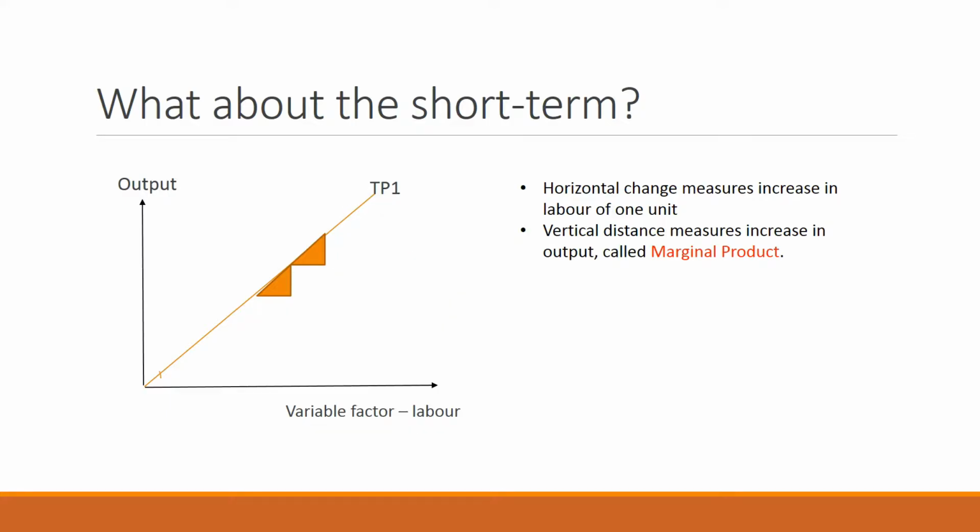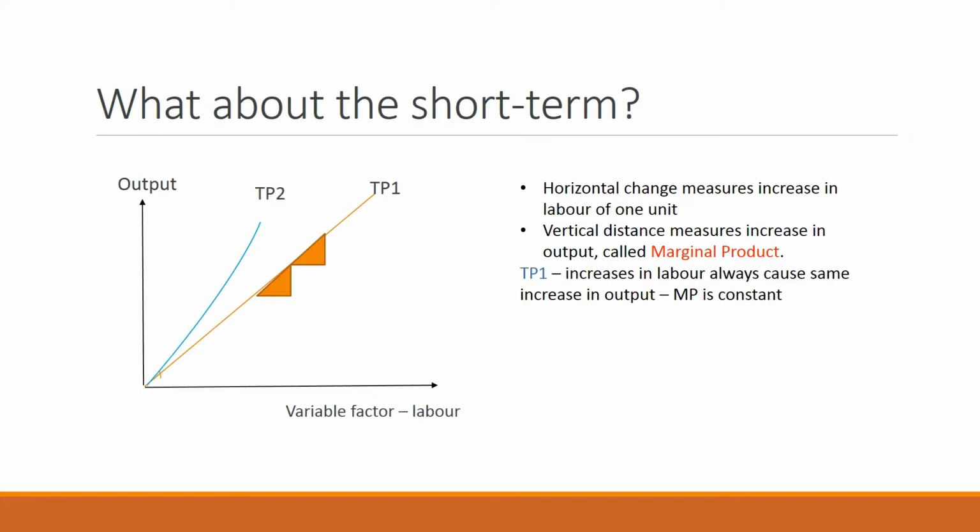Right, let's remove the annotations and look at an alternative. Here we have an alternative. We're going to call this total product 2. Now again, we're going to have an increase in our units of labour, and let's assume that's still 1 unit. So we have change in labour over here, and what happens to output? What happens to output is that you have this increase in output shown on the vertical axis.